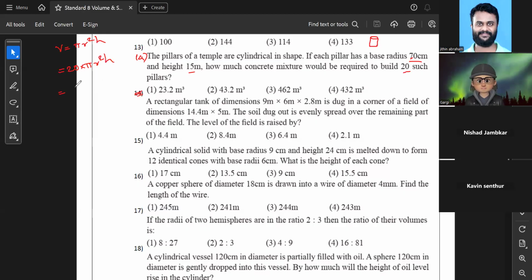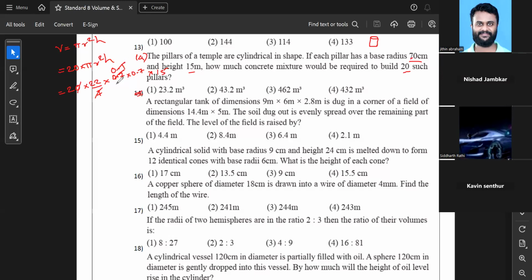So all you have to do is substitute the values: 20 times pi r square. Since the radius is 70, which is a multiple of 7, instead of pi, I will be substituting the value 22 by 7. And the radius is 70 centimeter. If I convert it into meters, it will become 0.7 meter. So 0.7 multiplied by 0.7. Why multiplied by 0.7? It's basically r square multiplied by h. H is 15.